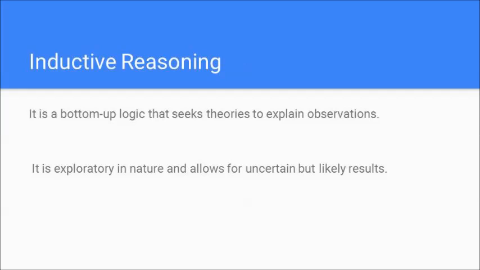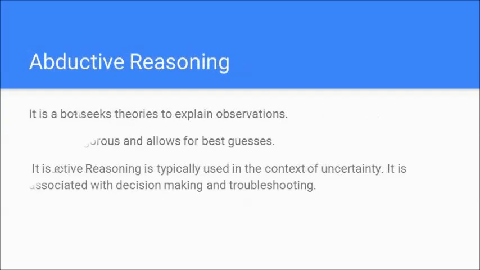Abductive reasoning is typically used in the context of uncertainty. It is associated with decision making and troubleshooting. Sometimes when a troubleshooting situation comes up, and as a solution for it, you enter into abductive reasoning. Backward induction is a top-down approach that starts with theories or end states and works backwards to explain them.